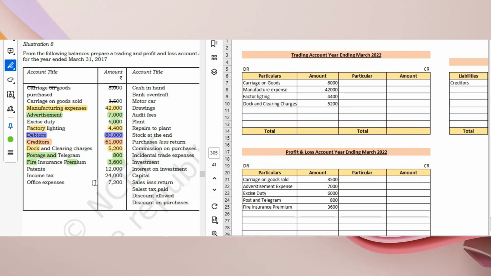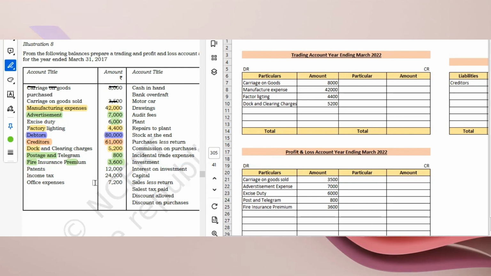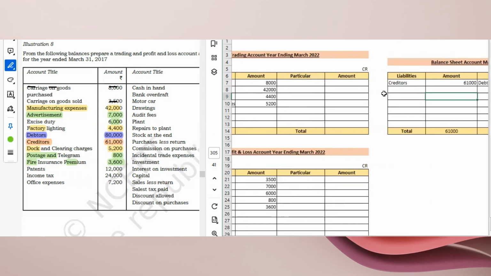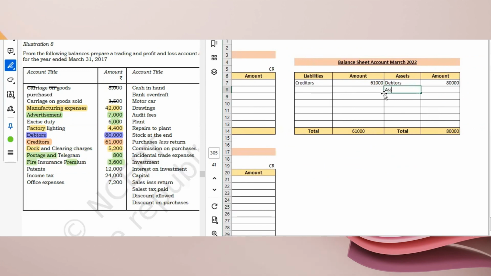So next, patent. Patent is nothing but you have made some technology, you have created some technology. So for that you have taken a patent. It is your asset item, and there are some schedules by which it will be amortized year on year. You will be amortizing it, and it will come through as an expense item. Okay. Now patent is in your asset, so put it under asset. Patent 12,000.